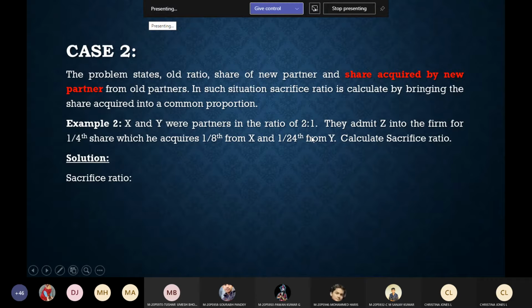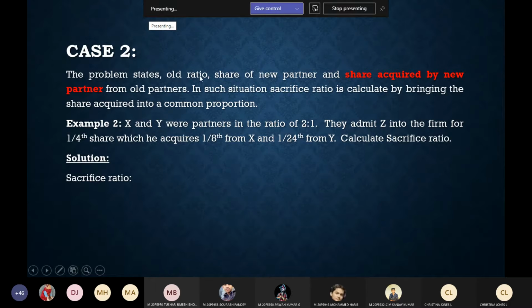If you remember our 3rd standard maths ratios, it says that when you have to represent in ratios, the denominators have to be the same. You have to bring them to a common proportion. Only if the denominators are the same can you represent the numerators in a ratio format. So what we are going to do is convert 8 and 24 into a common denominator. What will we do? You remember LCM?